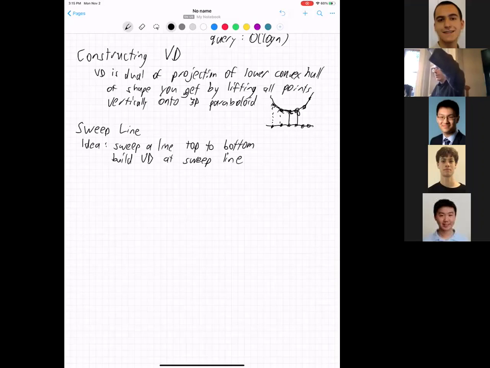As the sweep line descends, I'm going to build out the shape of the Voronoi diagram. It's going to be like a curtain dropping, right? The Voronoi diagram is going to appear behind the sweep line. So we'll have this line, and behind the sweep line, we'll have this nice Voronoi diagram drawn. And as the sweep line descends, more and more of the Voronoi diagram will be revealed.